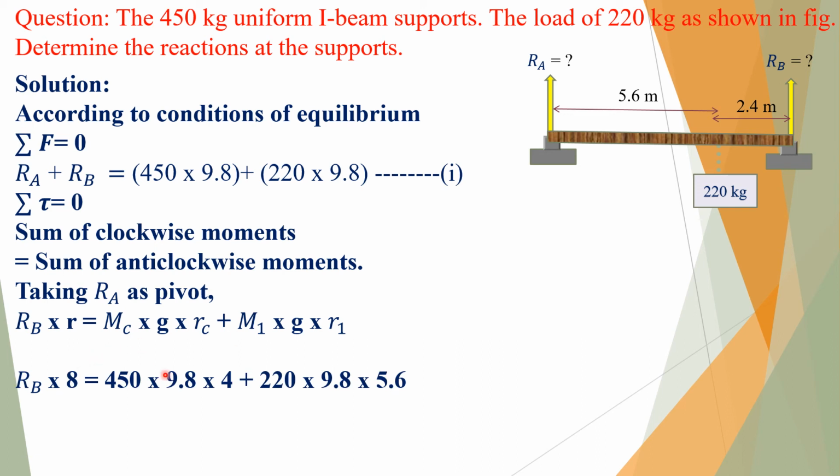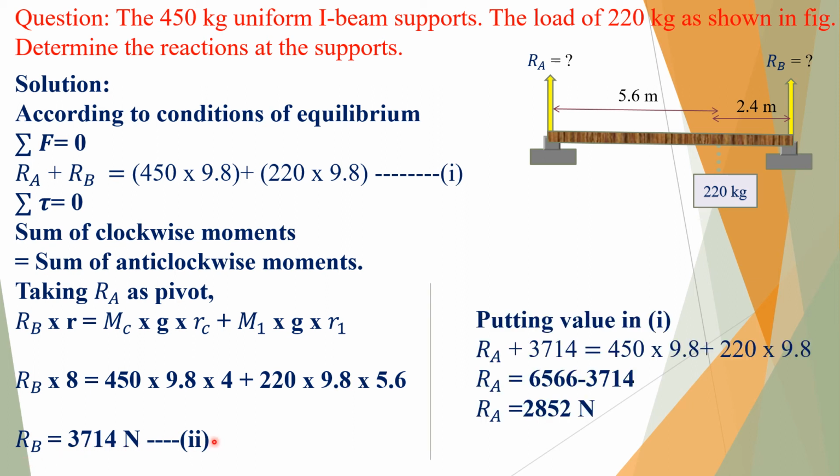Putting the values and after solving we get RB is equal to 3714 Newton. Let's say it equation number 2. Putting value of RB in equation number 1, here we get RA is equal to 2852 Newton.